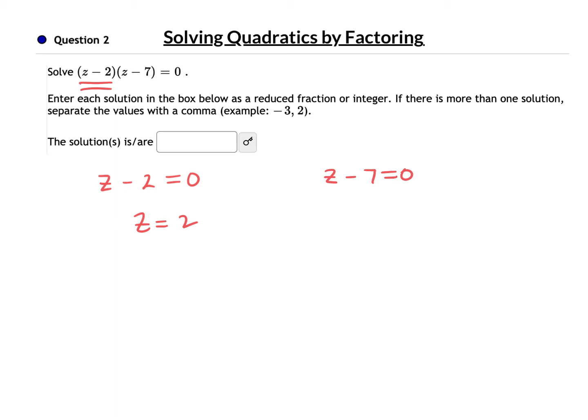For the second one, if I add 7 to both sides, z would equal 7. And if I plug in 7 in the second factor, 7 minus 7 is 0, and 0 times anything is 0.